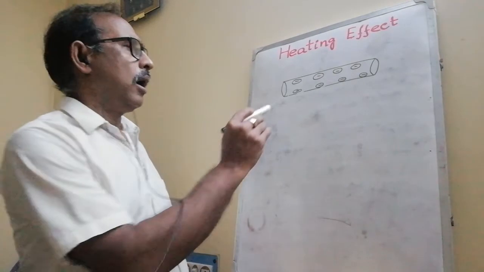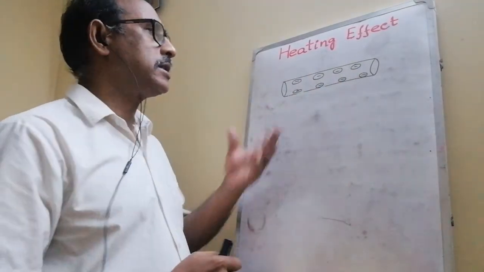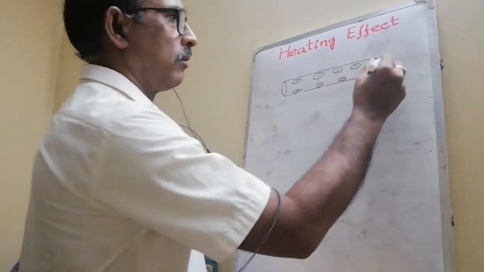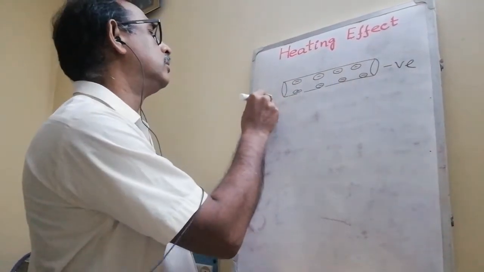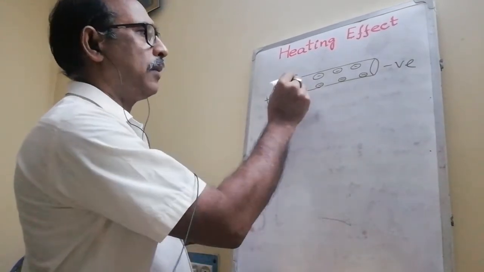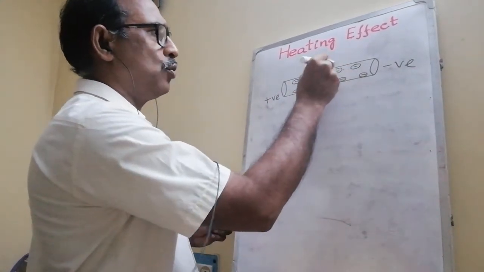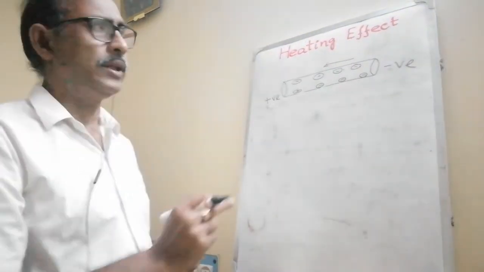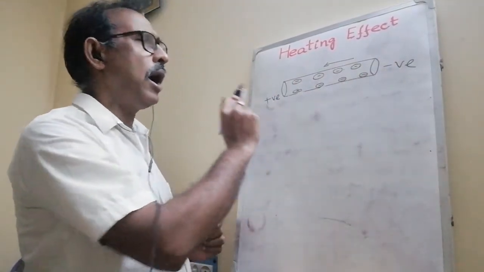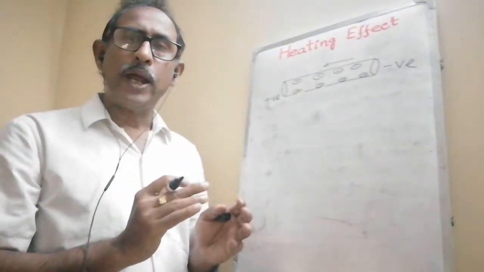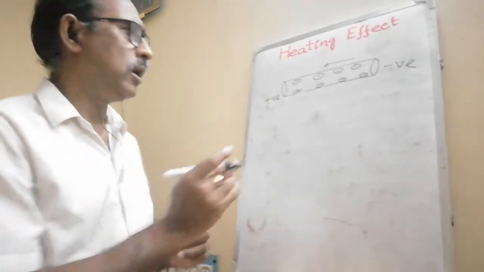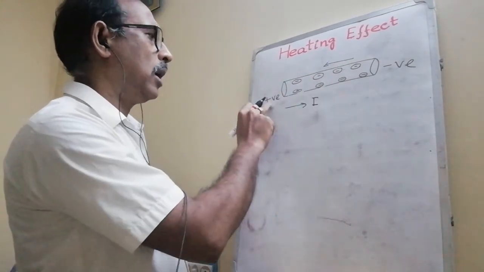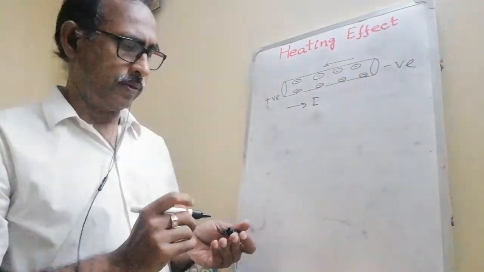Today I discuss the heating effect of current electricity. When a potential difference is set up at the two ends of any conductor, then the free electrons start to move from the negative end to the positive end. That means from the low potential to the high potential end. Due to that flow of electrons, the current electricity I starts to flow from the positive end to the negative end.